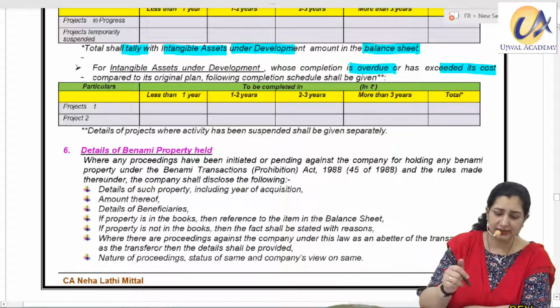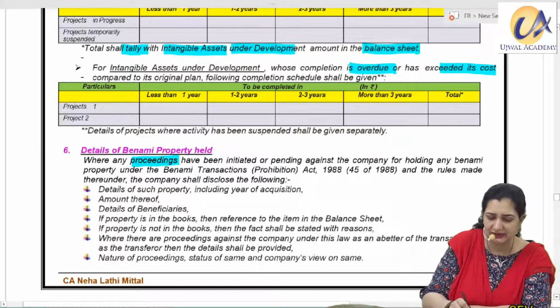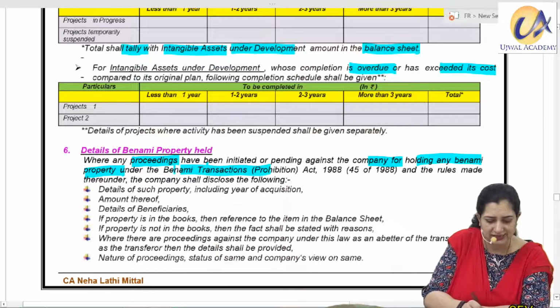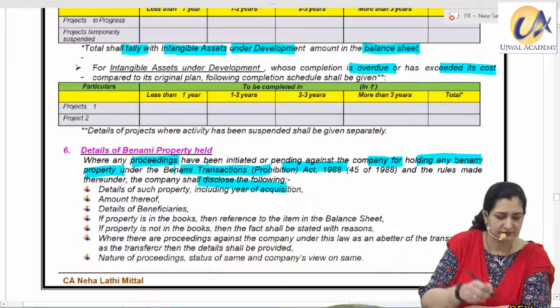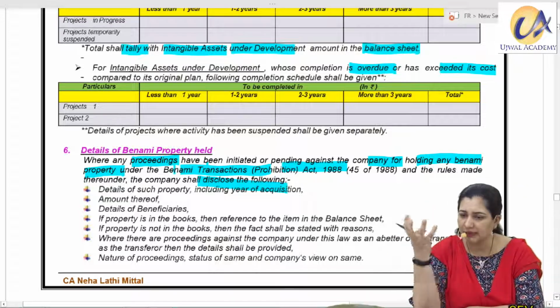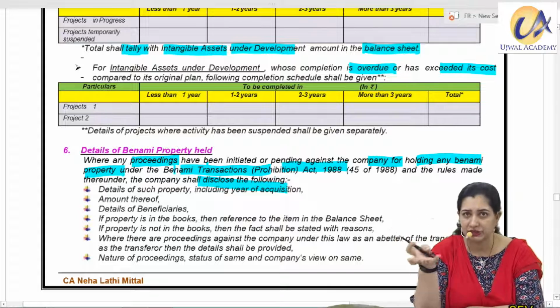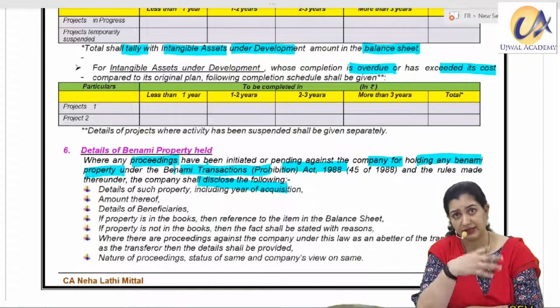So is there any property held, or is there any proceedings or case against the company for holding Benami property under this Benami Transactions Act? If yes, there are cases against them, then disclose. Disclose what? What is the property? When it was acquired? What are the amounts? Who are the beneficiaries, right? Is it mentioned in the balance sheet? Give the reference to that.